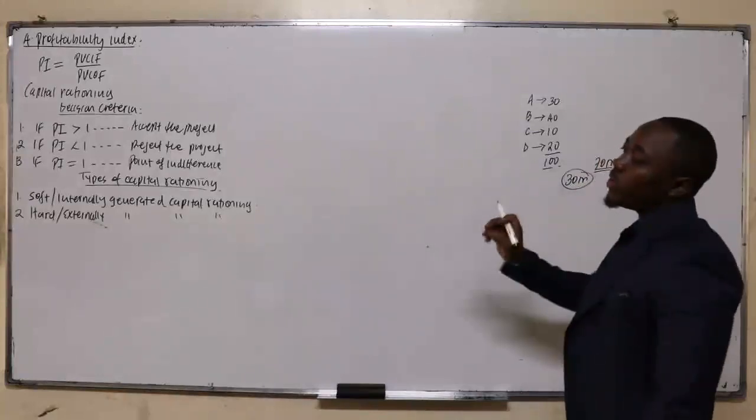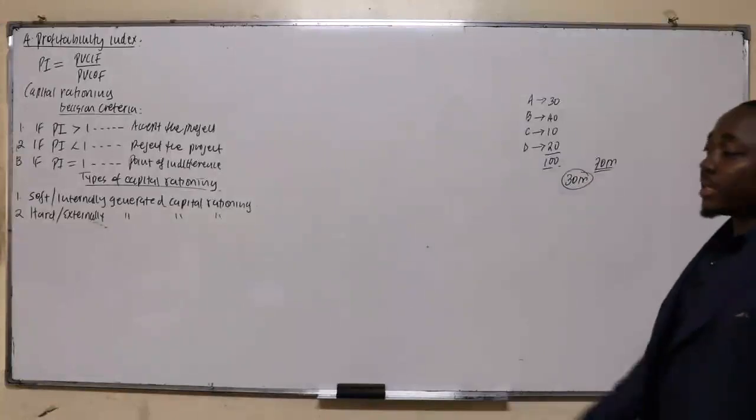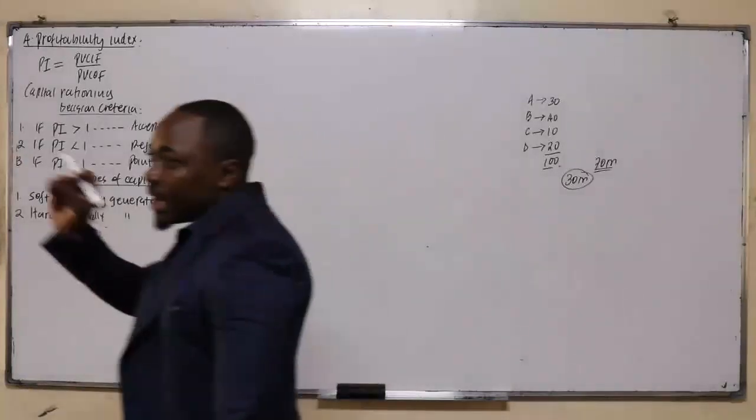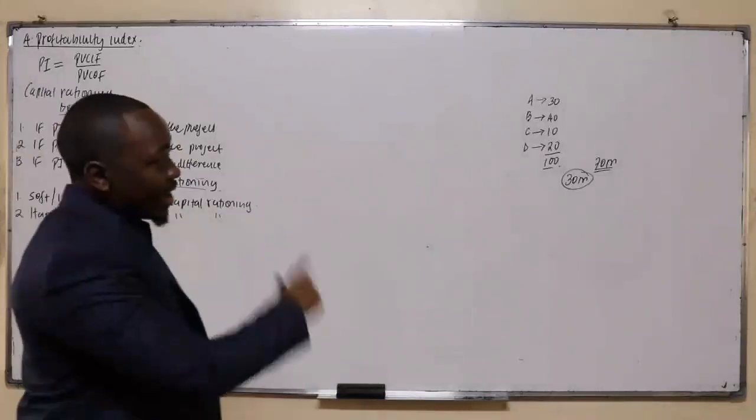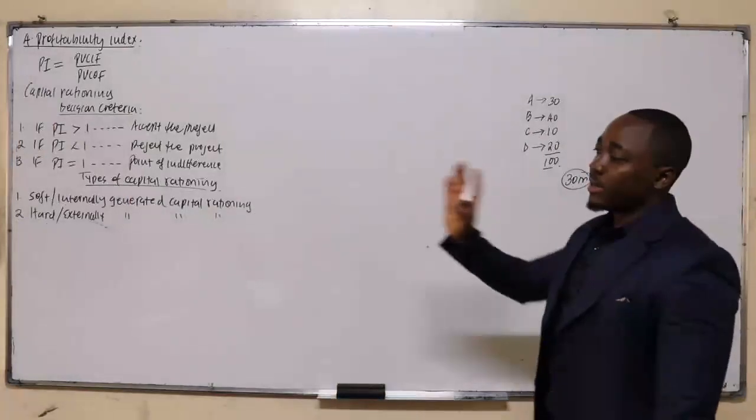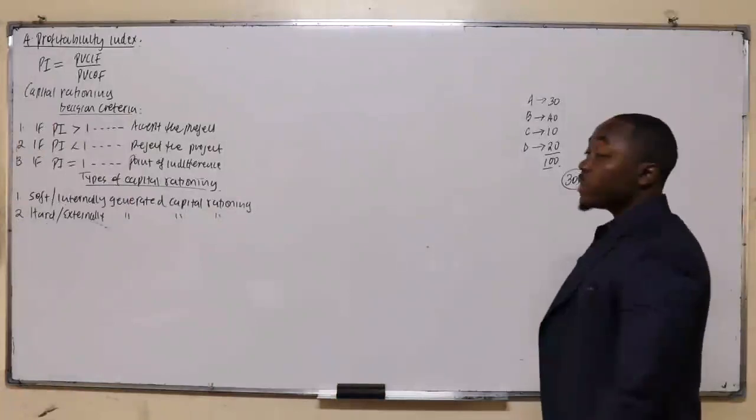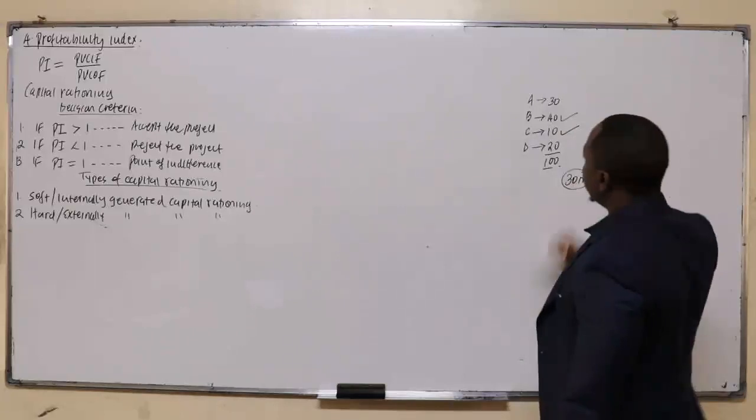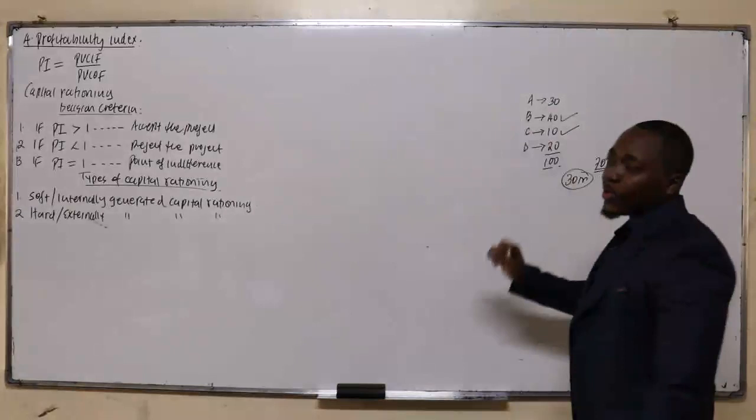Now, this is what we call capital rationing. In this case, how does the company decide which project to undertake? If these projects were mutually exclusive, you could have selected the one with the highest NPV. But in this case, you cannot use NPV to rank them. Why? Because these projects are independent. If they're independent, they're serving different purposes, and the size of the projects is not the same. 40 million and 10 million, that means project B is bigger than project C. So you cannot use NPV.